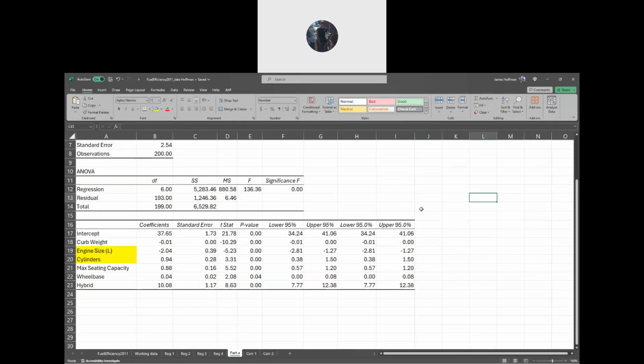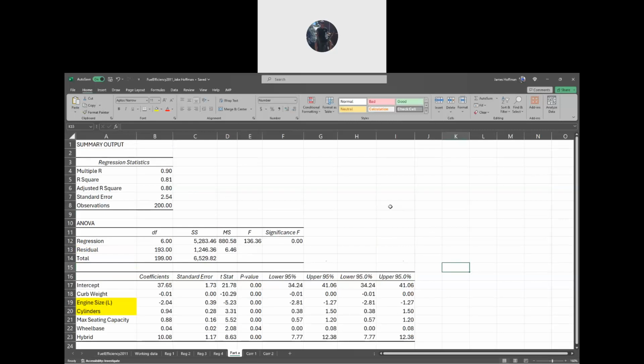But the regression probably would have changed. I don't know. It's usually rare that when you take variables out, the T-stat of the other goes down, but it's possible, I guess. Now the intercept is 23, curb weight 15, max seating is 0.78.